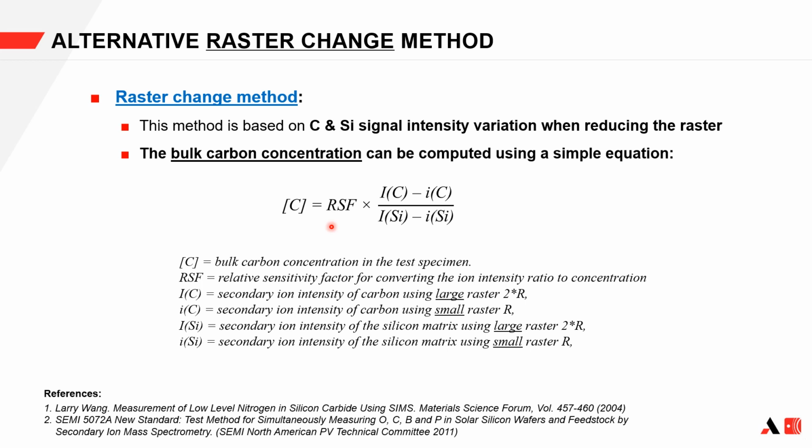and RSF, the relative sensitivity factor, can be applied as usual, and the difference in carbon intensity corresponding to the two raster sizes is normalized to the difference in silicon intensity corresponding to the two raster sizes also. We have seen the principle of the raster change method so far. Now, let's look at the specific protocol that we tried in Cameca.